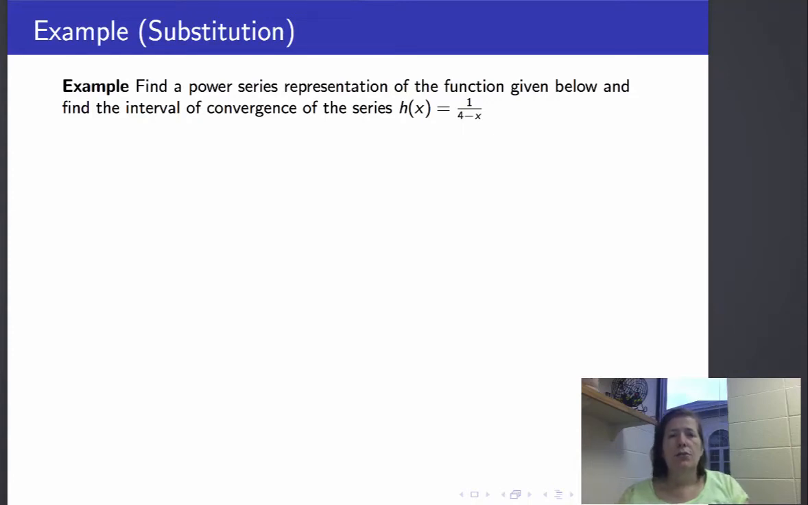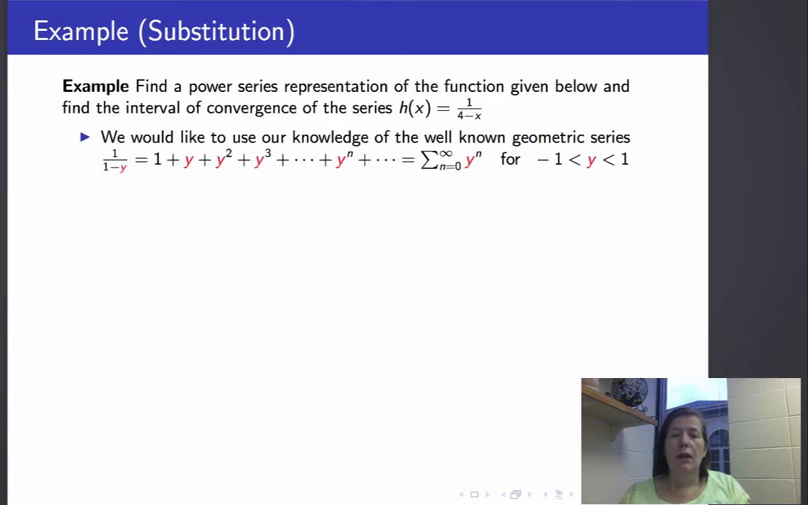Let's try to use our knowledge of power series so far to find a power series representation of the function h of x equals 1 over 4 minus x. Again, we're going to use our knowledge of the geometric series. 1 over 1 minus y is 1 plus y plus y squared plus y cubed, etc., and it's the sum of y to the n for y between minus 1 and 1.